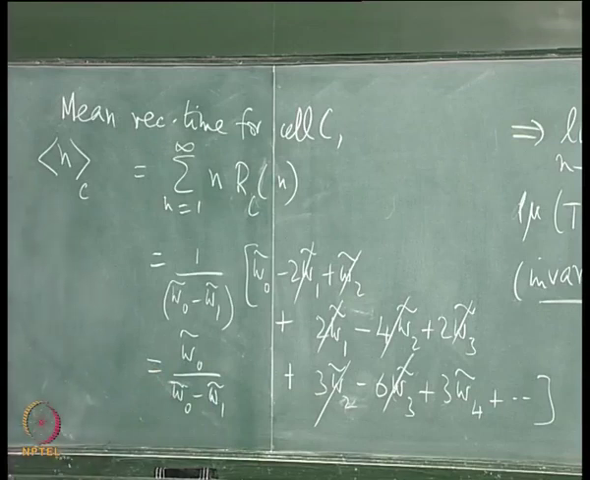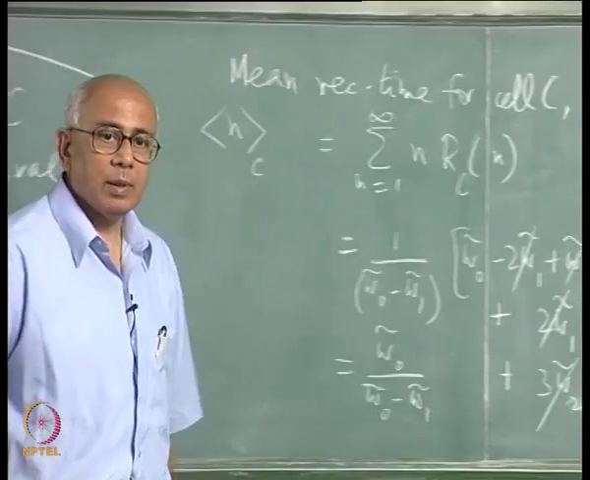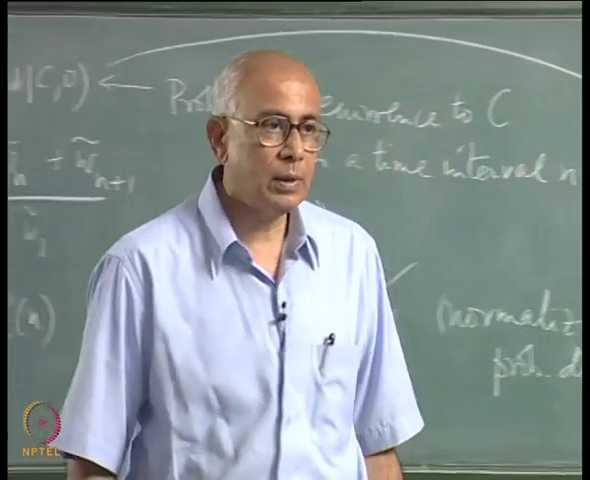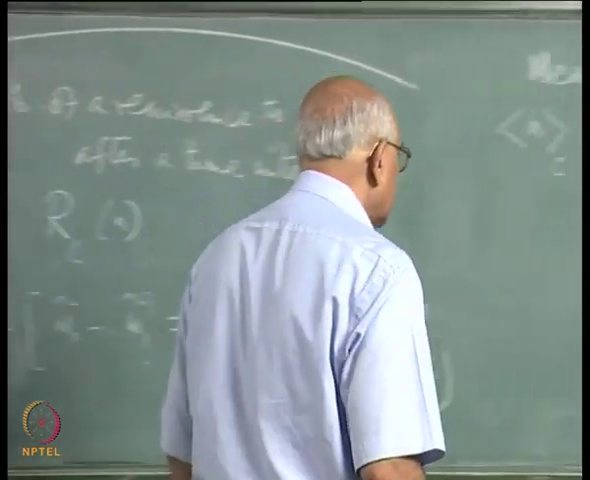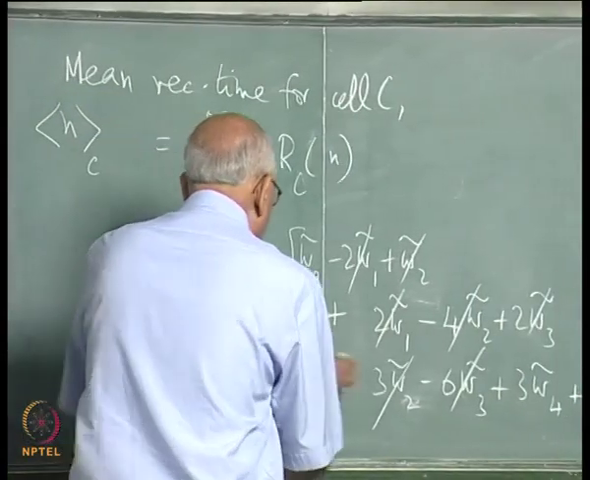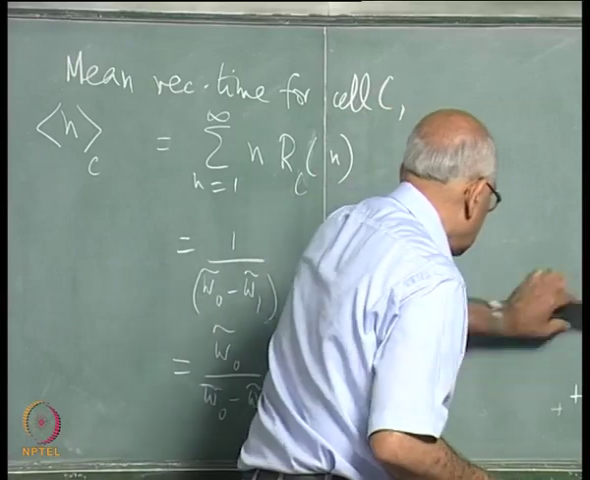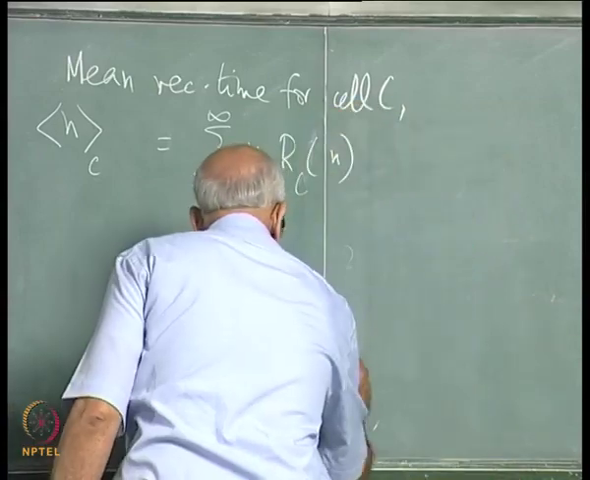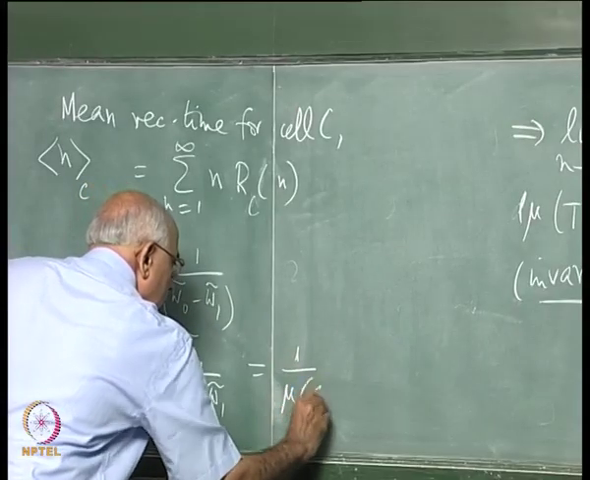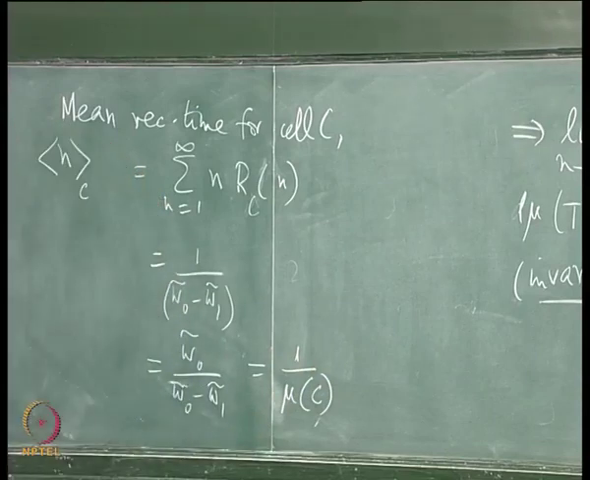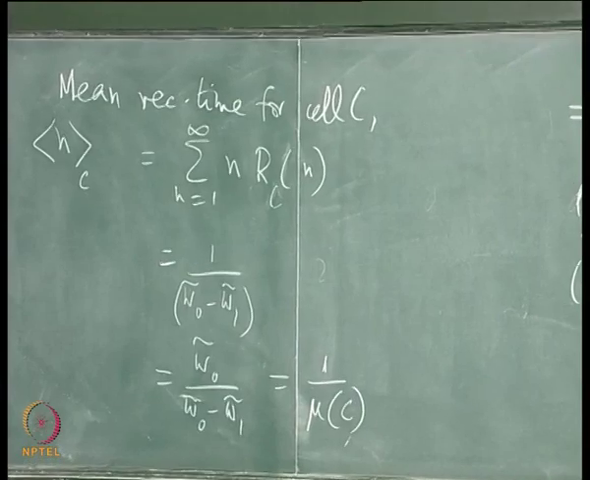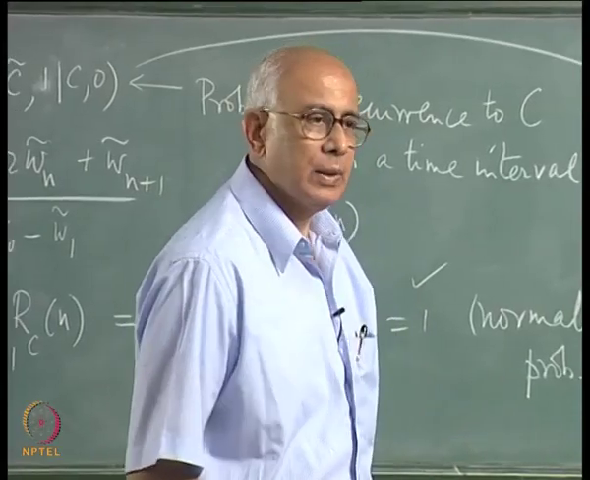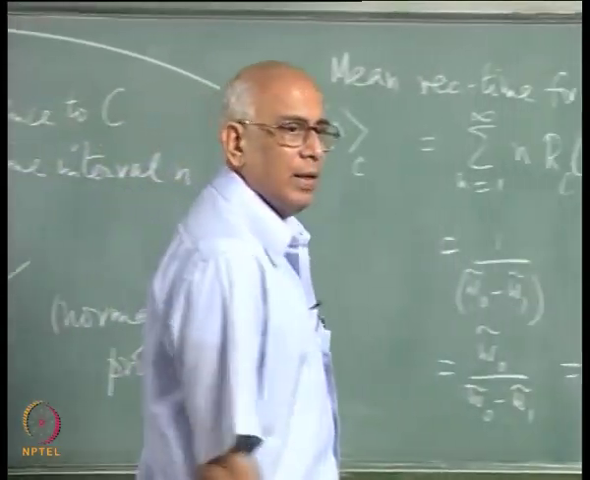But W naught tilde is 1 by definition, and this guy is 1 minus W1 tilde, which is the measure of the complement, therefore it is 1 over mu c. So this whole thing finally is equal to 1 over mu c. In time steps of 1, had we used a time step tau, it would be tau over mu c. Okay. This is the Poincaré recurrence theorem.